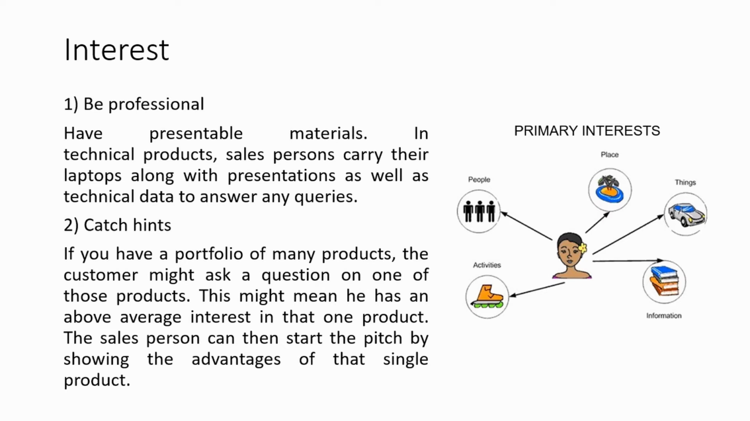You must learn how to catch hints. You must understand the primary interests of individuals as presented here in the illustration on the side. Primary interests of people, of customers, are usually, of course, people like their friends and their families, places they have been, their school, their workplace, the things that they possess or things that they want to possess, their homes, their cars, information, knowledge about certain things that are interesting to them, and of course their activities, like the things that they like to do, like sports activities probably.